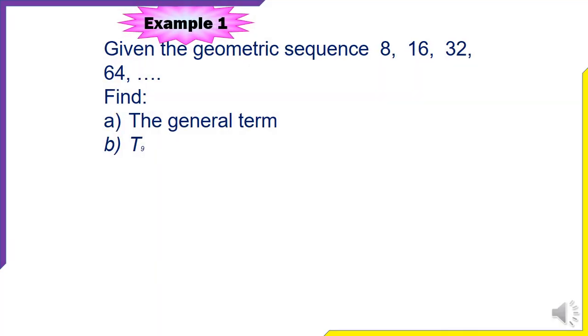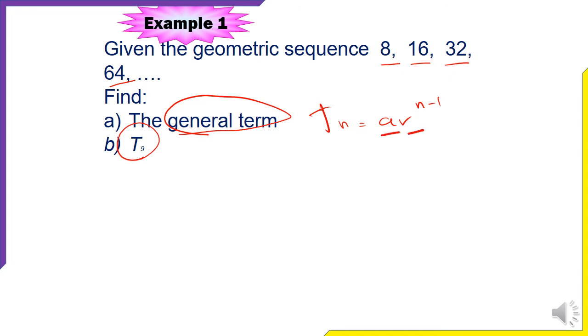Let's do an example. Given the geometric sequence 8, 16, 32, 64, and so on, find the general term. So what is the general term? Tn equal to AR to the power of n minus 1. To find Tn, we need to know what our A and our R are. So how to find A? Yes, our A is the first term T1, which is equal to 8.